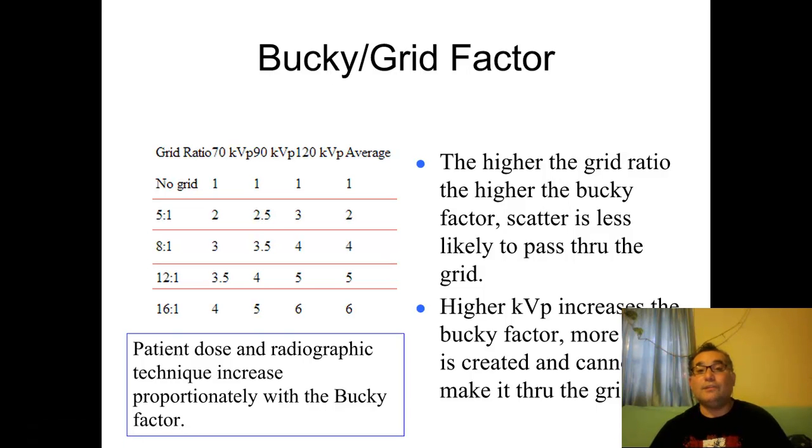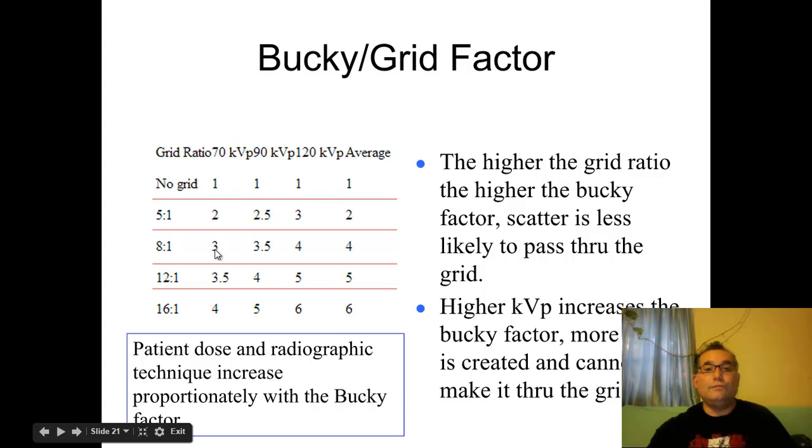Really, the Bucky factor is only telling us what we need to do to our mass, our quantity of radiation. How much are we going to increase? The higher the grid ratio, the higher the Bucky factor. In other words, a higher grid ratio requires a larger amount of radiation. And technically, if you use higher kV, you would also require more radiation.